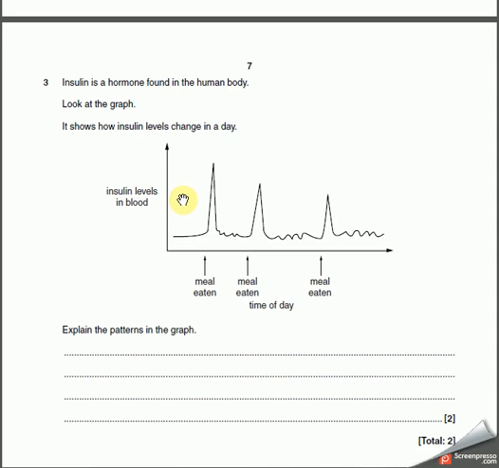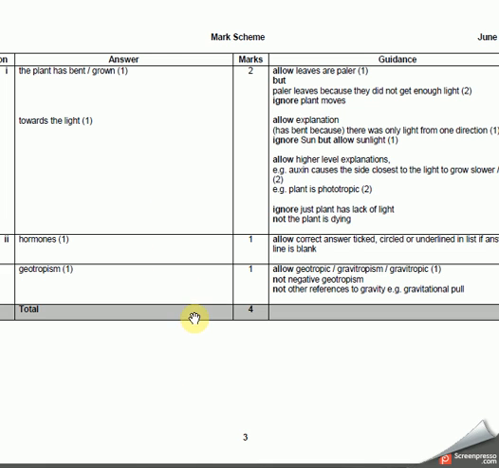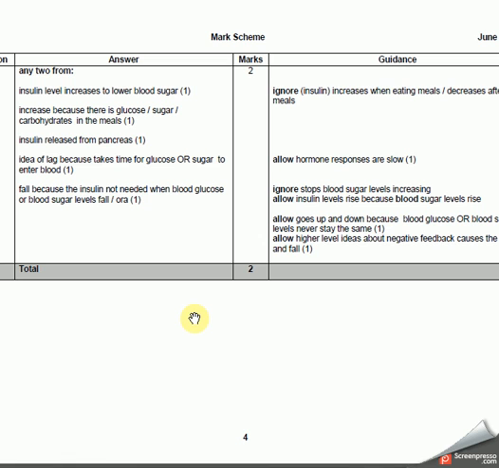Moving on. Insulin is a hormone found in the human body. Look at the graph. It shows how insulin levels change during the day. You can see the insulin levels in the blood, and obviously when a meal is eaten, it spikes. Second meal, and you can see that after every meal the insulin is spiking. Explain the patterns in the graph. Well, after the meal, the insulin levels spike, don't they? Every time a meal is eaten, the insulin levels spike. So any two from: insulin levels increase to lower blood sugar, which increases because there's glucose; insulin release from the pancreas; idea of lag time.